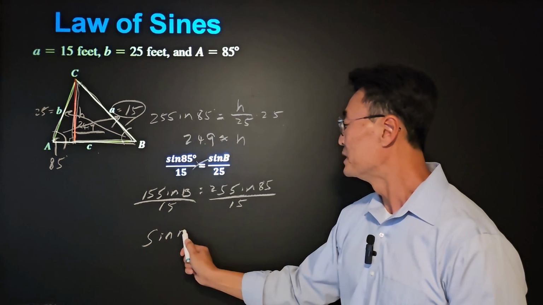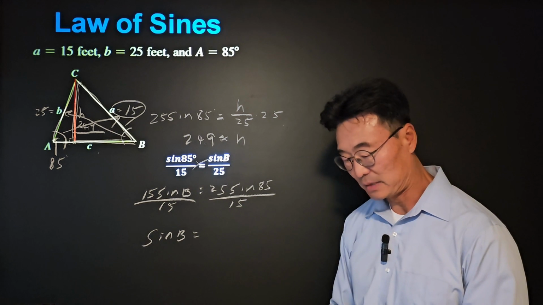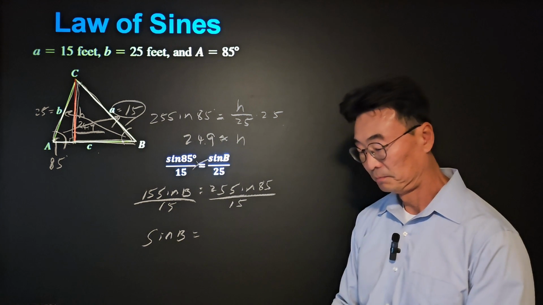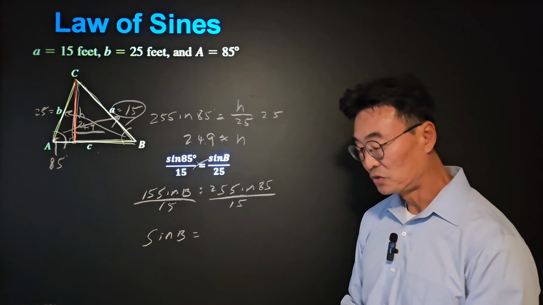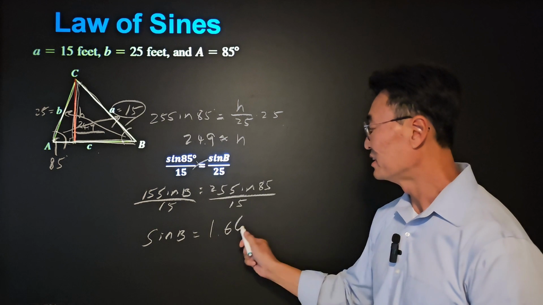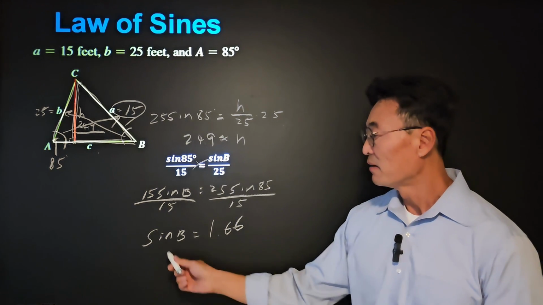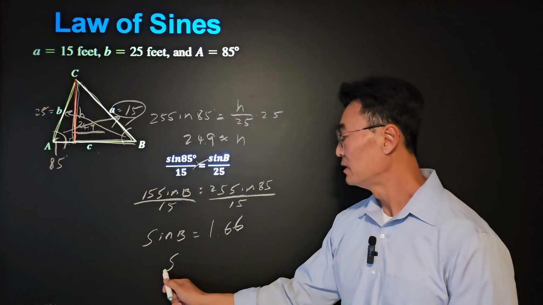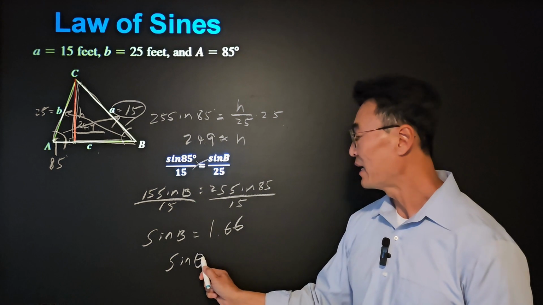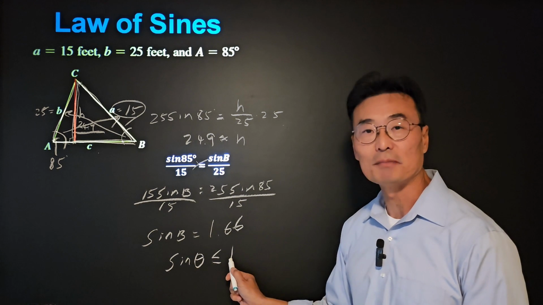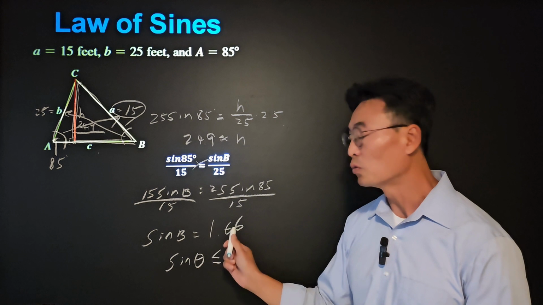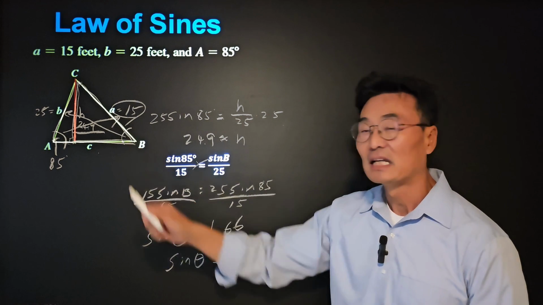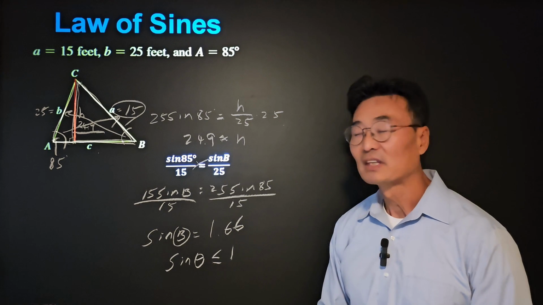Then we get sine of b equals, again, let me go ahead and pop that in the calculator. And that's going to equal 1.66. However, sine of an angle, the maximum value is 1. Remember, sine of any angle has to be less than or equal to 1. You have to keep that in mind. Since sine of angle B equals 1.66, which is more than 1, you know this angle B cannot exist in this triangle. So there you have it, folks.